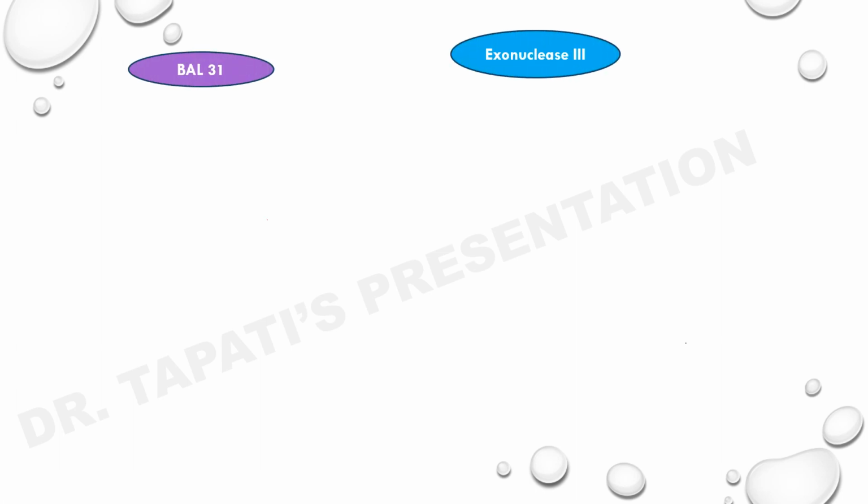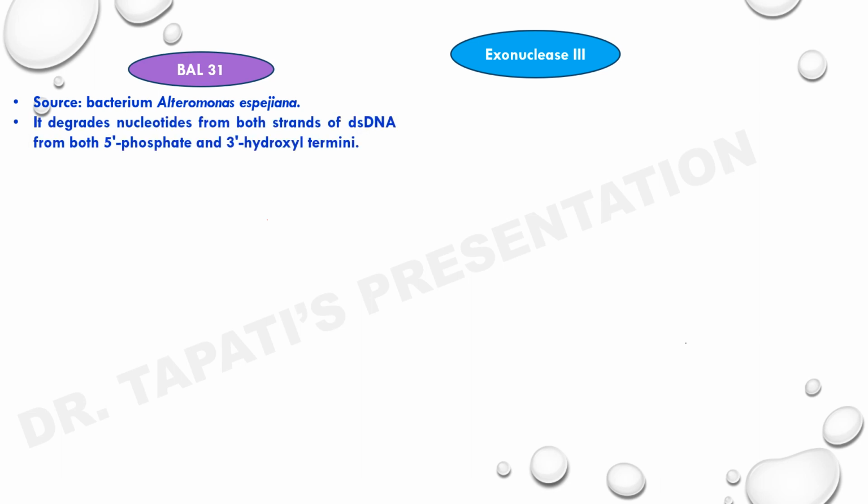Different types of exonucleases are available. I'm going to give you two examples. First one is BAL31, then exonuclease 3. BAL31 is obtained from Alteromonas aspergillana. It degrades nucleotides from both strands of double-stranded DNA from both 5' phosphate and 3' hydroxyl terminal.